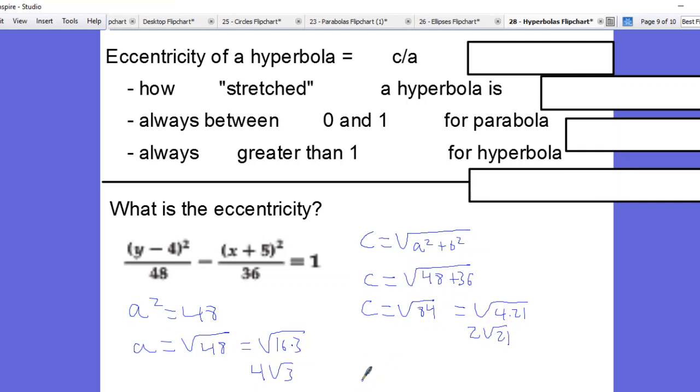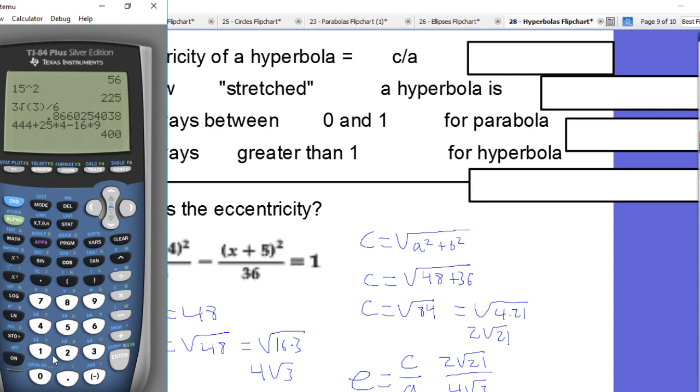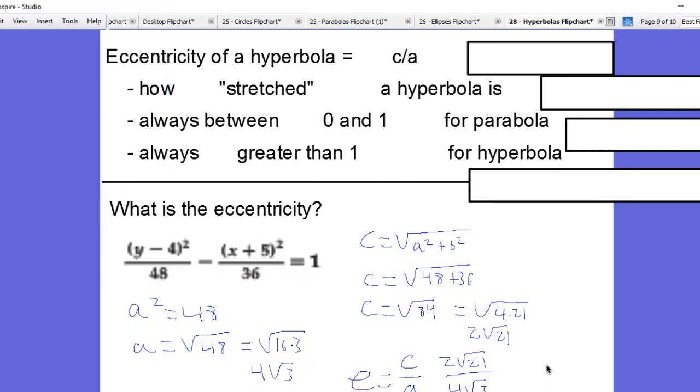So the eccentricity would be C over A. That would be 2 root 21 over 4 root 3. We get our calculator and we can do 2 root 21 divided by 4 root 3. And that's going to be 3.96, and that's our eccentricity.